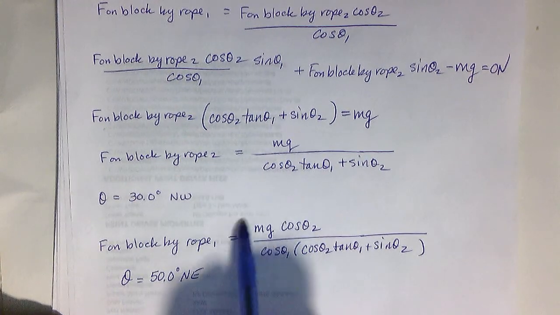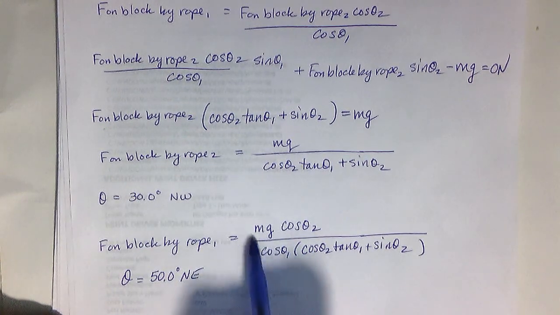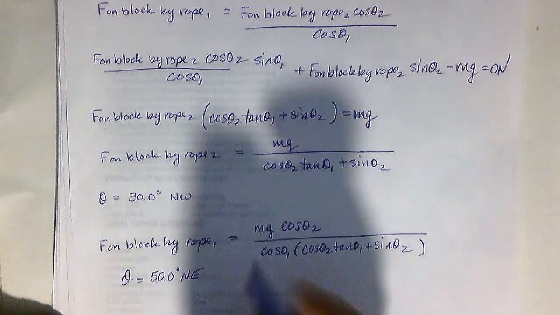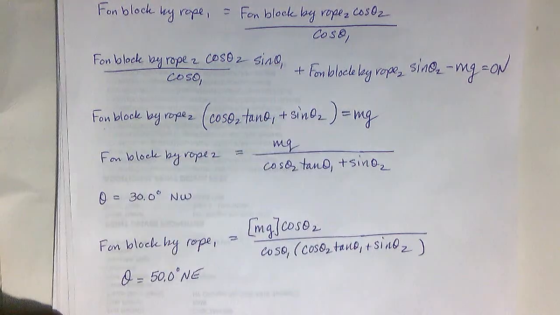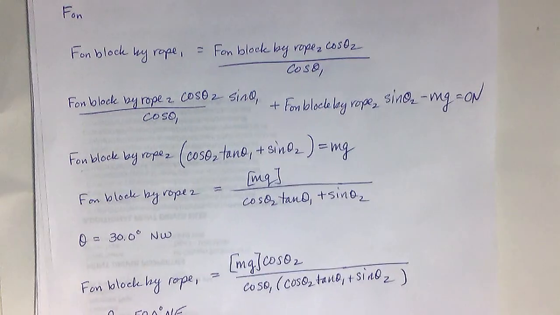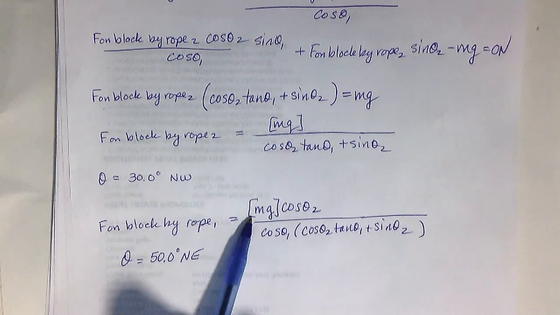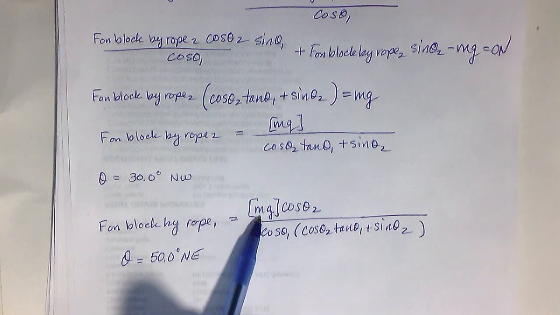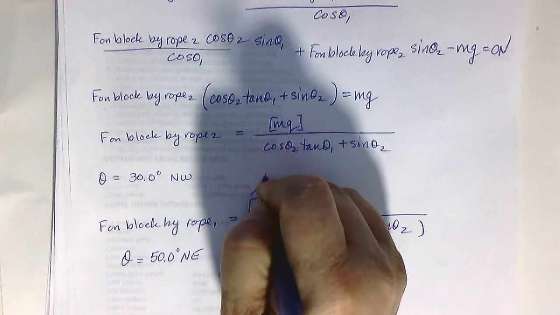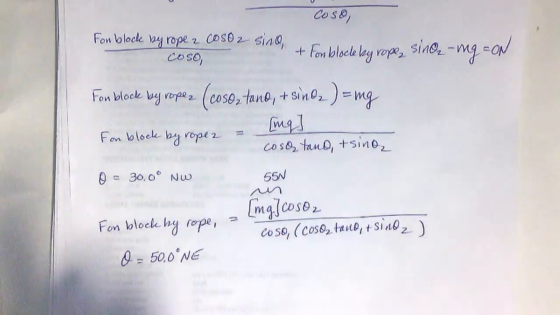We should really technically have been writing force on block by earth here, because that's actually what we're being given. But this mg is the same thing, and it's a lot easier to write mg. Just remember that if you're substituting in numbers, you are not going to substitute in 55 newtons for the m. This entire thing is the 55 newtons.